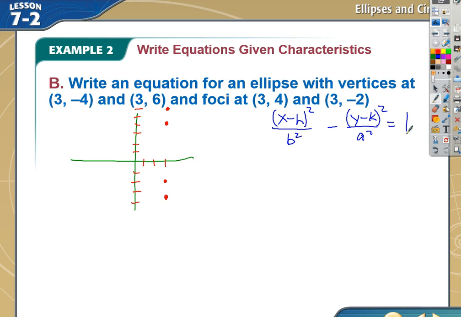So let's go find our center. So if I count this up, 1, 2, 3, 4, 5, 6, 7, 8, 9, 10, there's 10 spaces. So I want halfway, which is just 5. So if I count up, 1, 2, 3, 4, 5, there is my center. My center is going to be at 3, 1.